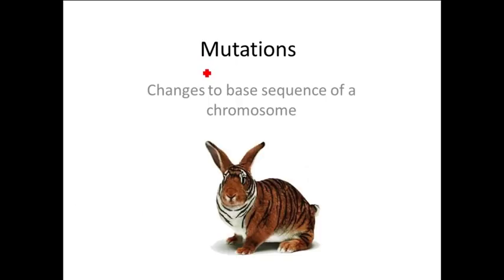Okay, so mutations are changes to the base sequence of a chromosome. So in other words, changes to the order or amount of bases, A's and T's and C's and G's in a chromosome.